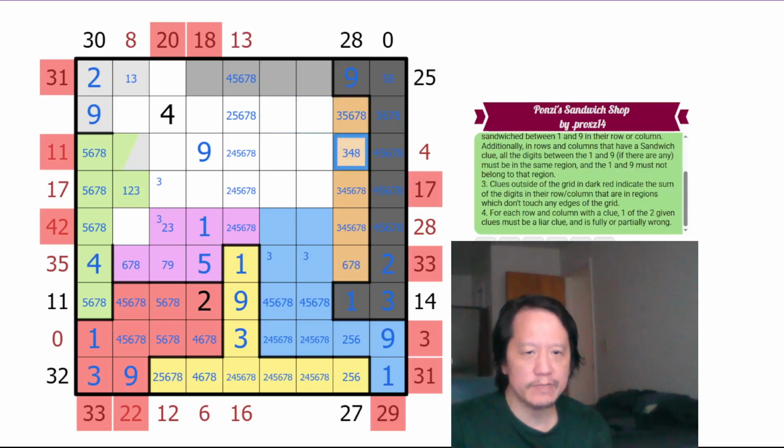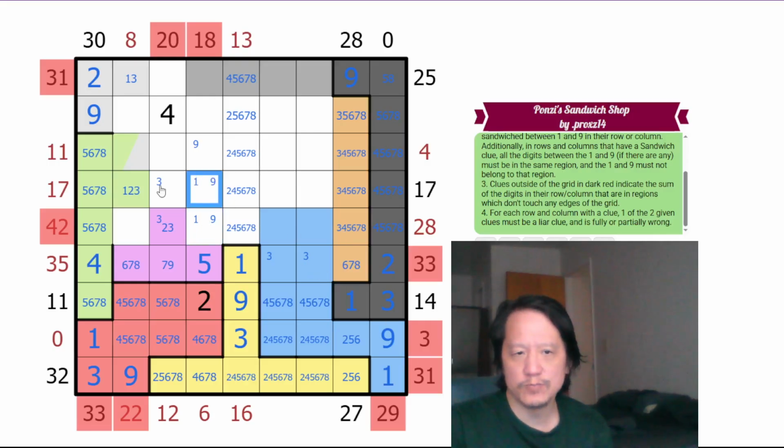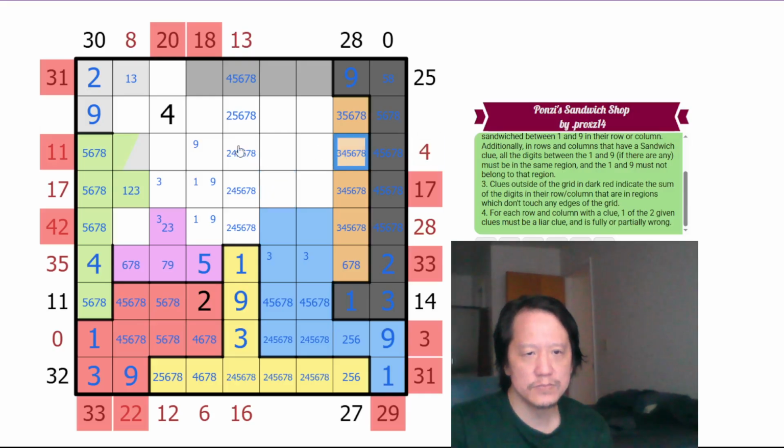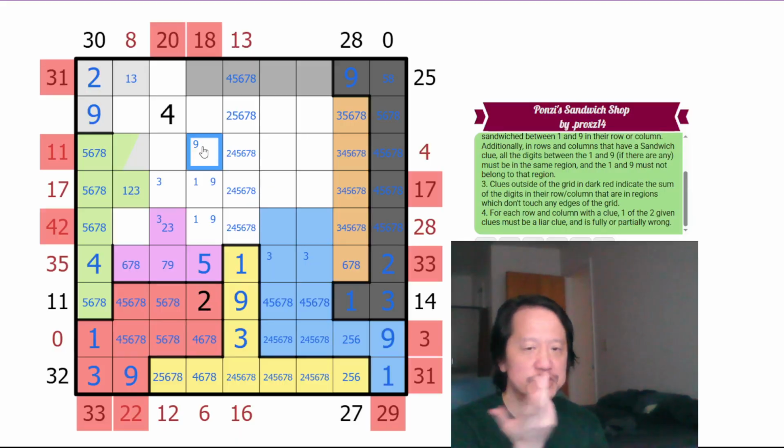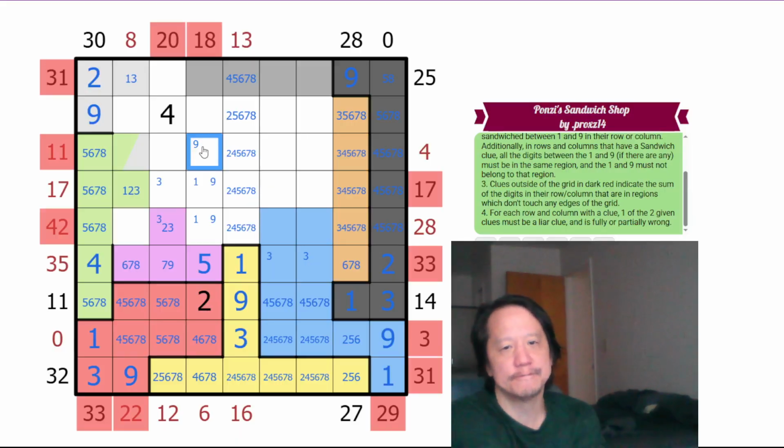Oh wait. Yeah, we don't know about this. One could go up here and then go that way. So the 17 does not work. The 11 does not work. We don't know about 13 or 16.